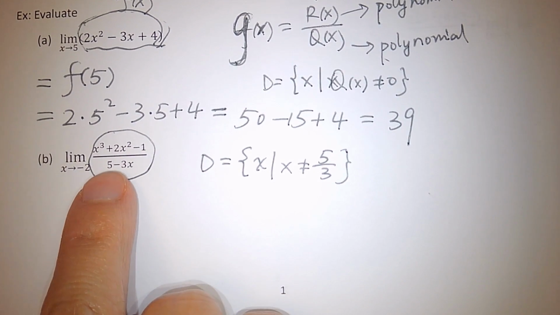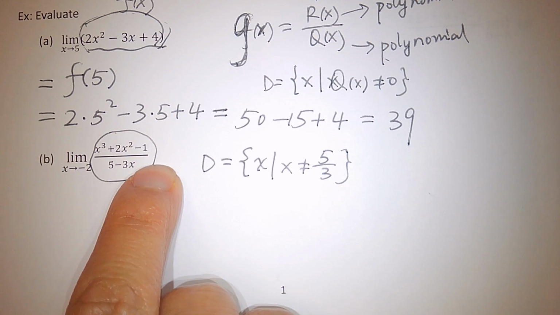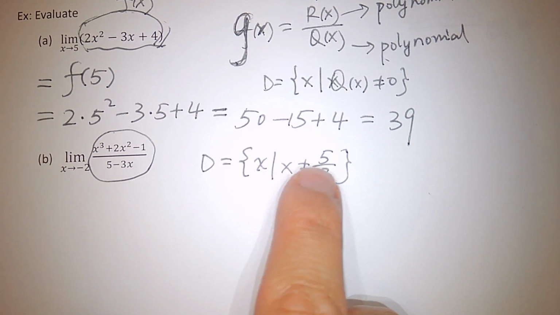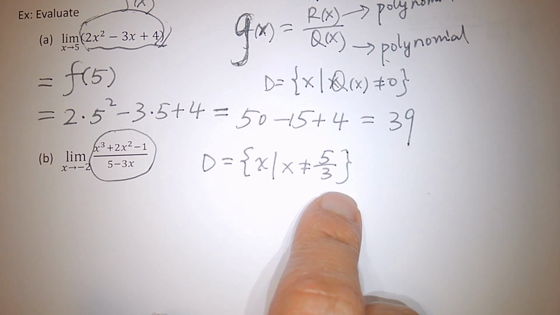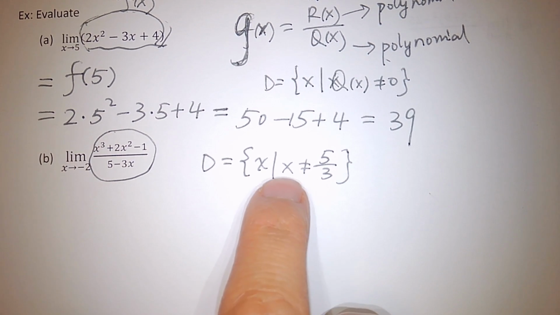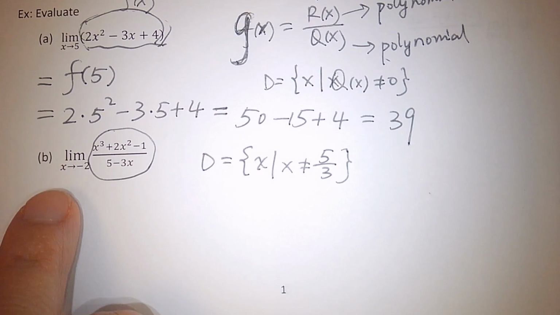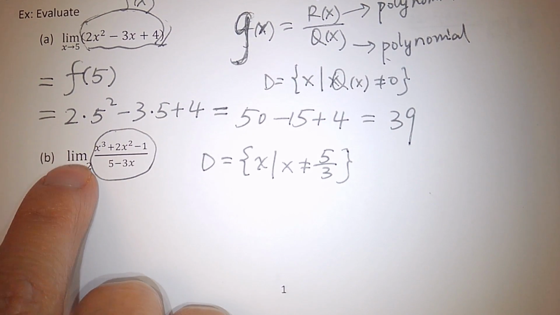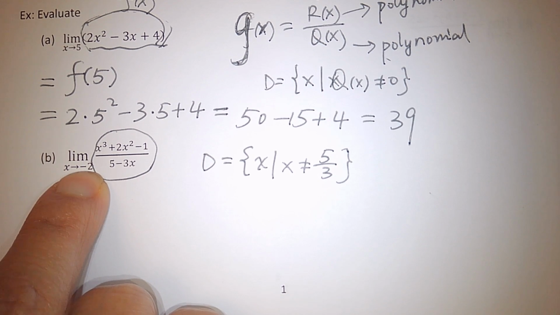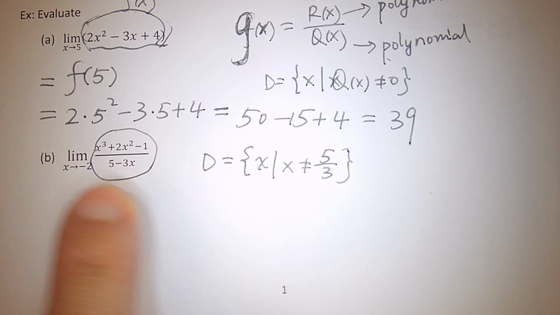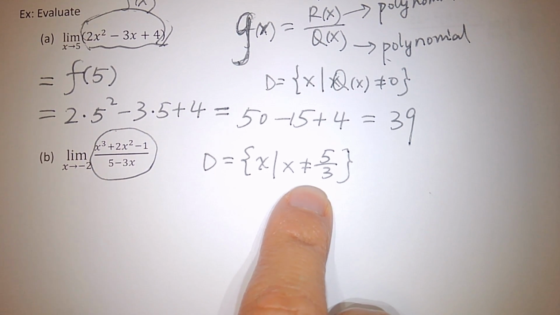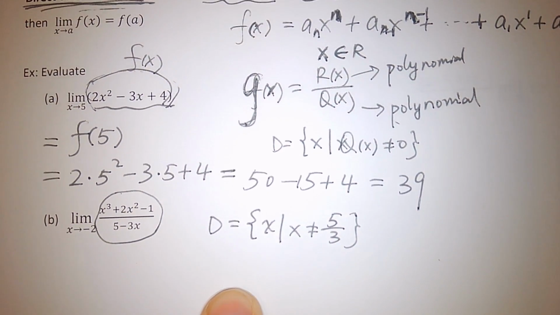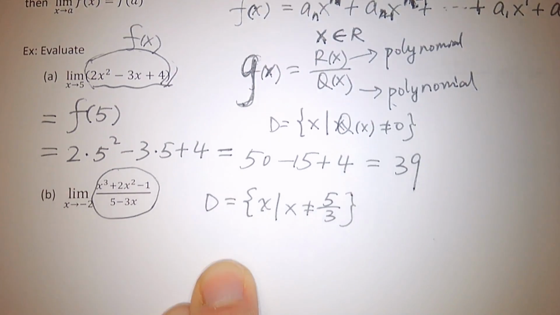Because 5 minus 3x equals 0 gives us 5 equals 3x, and dividing by 3 on both sides, x cannot be 5/3. So that's the domain: all real numbers, but not this value. We want to calculate the limit as x approaches -2. Our a value is -2. Is -2 in our domain? Yes. So we can use the direct substitution property directly.